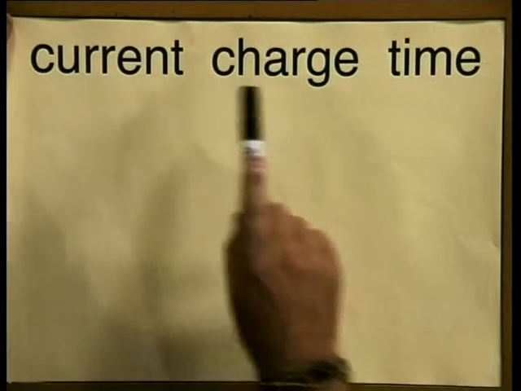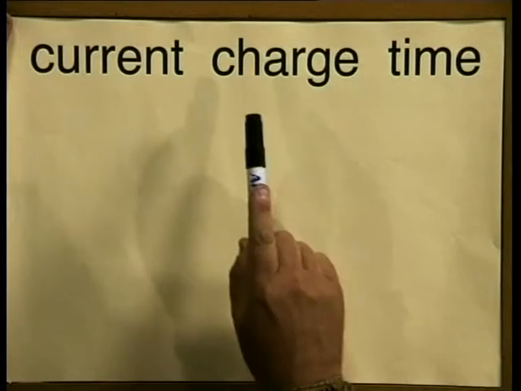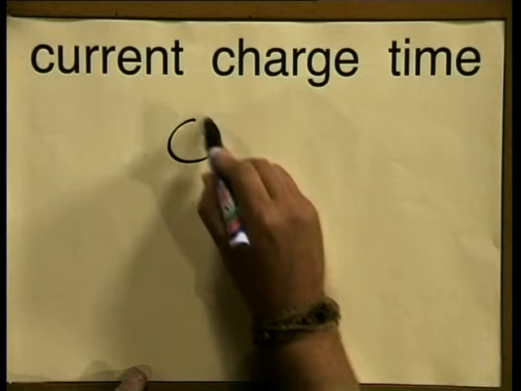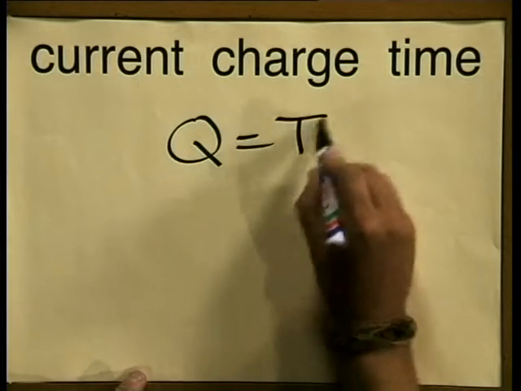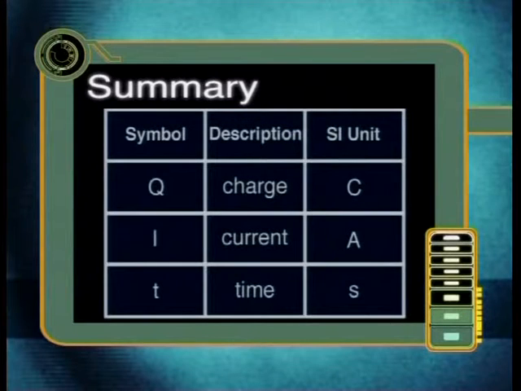I have already explained to you the link between current, charge, and time. If you know any two of these, you can work out the last one by using the formula Q is equal to I times T. Q stands for charge, which we measure in coulombs. I stands for current, which we measure in amperes. And T stands for time, which we measure in seconds.